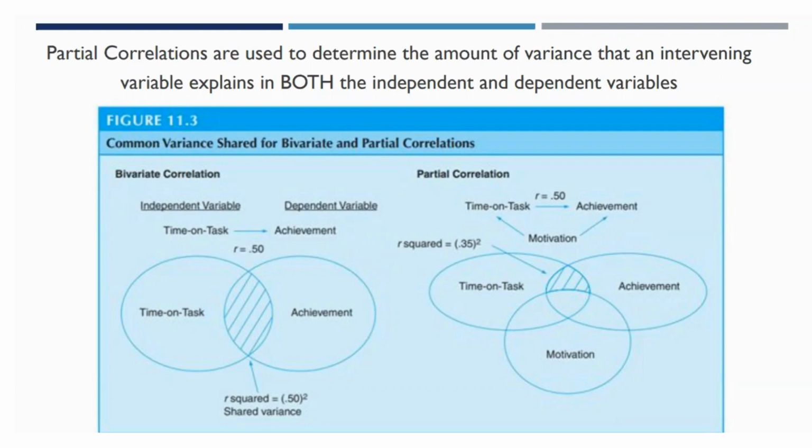A partial correlation is when you have a third variable intersecting with the first independent and dependent variables. So here you can now see that time on task, achievement, and motivation have now all intertwined. And so now the partial correlation also is interfering with how the dependent and independent variables react to each other. So now the R squared has gone down to 0.35.